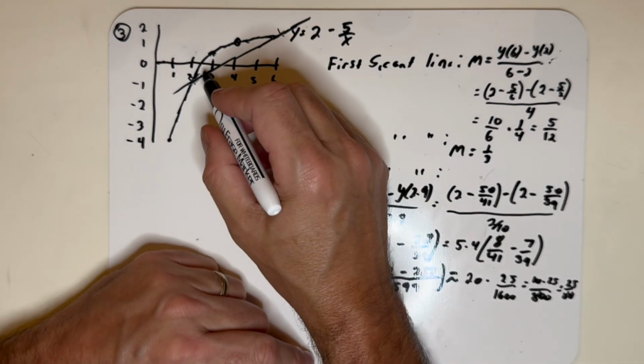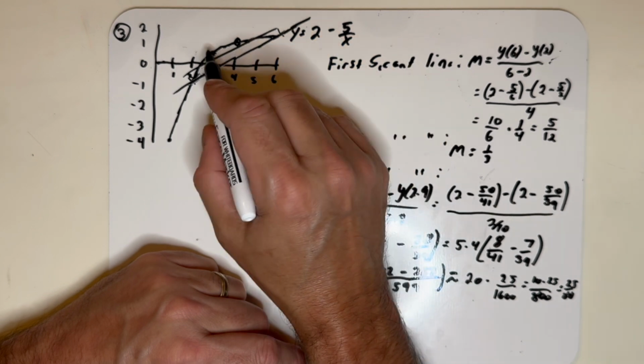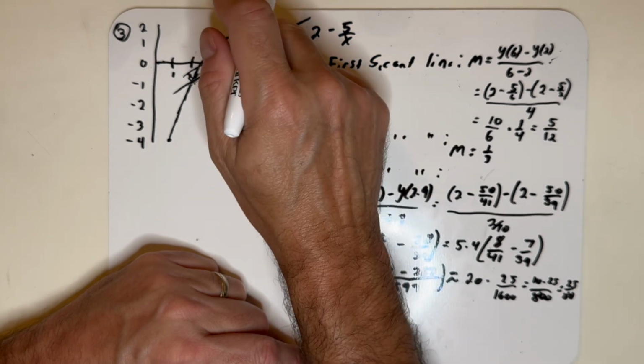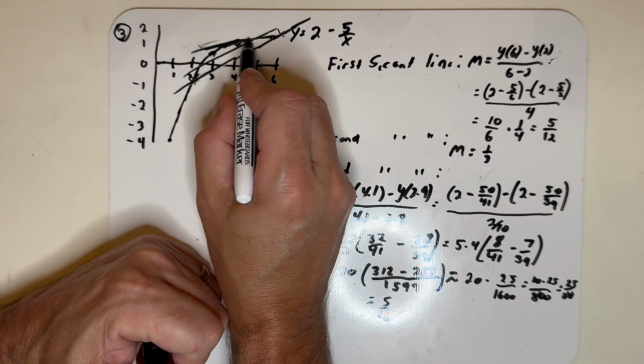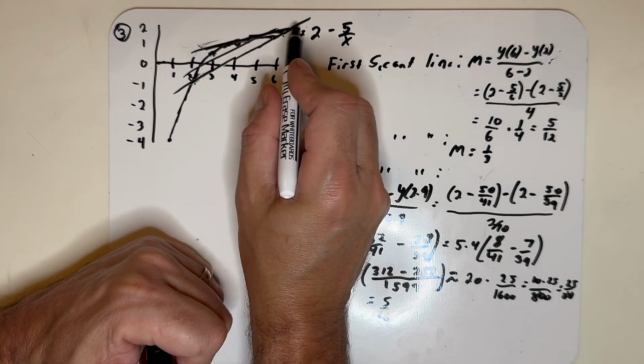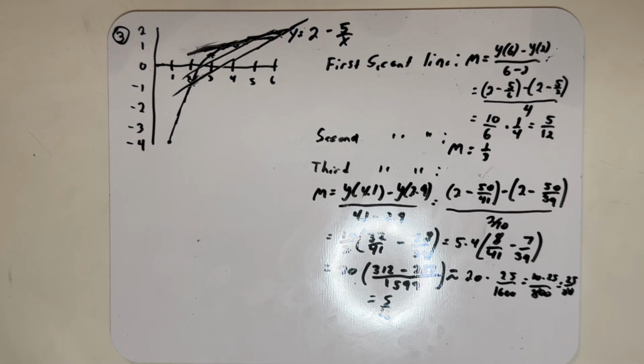And you can kind of see that as these secant lines move in. So here's the first secant line. The second secant line is going to be closer. And then the third secant line is going to be pretty close to the actual tangent line. This is the one at x equals 3.9 and x equals 4.1. And that is the trend.